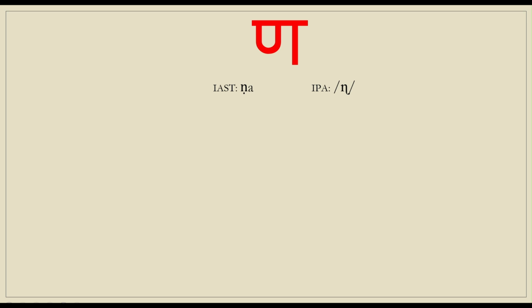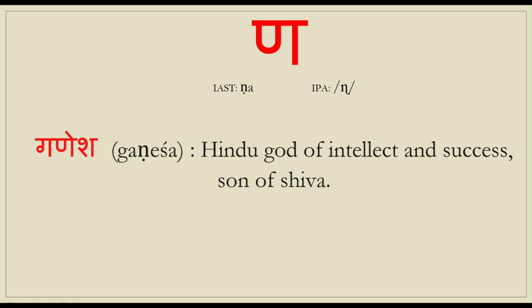There are a few words that we pronounce differently, but actually this sound is in those words. So, to give you an example, the word Gaṇeśa does not have that usual N in it. Indeed, it has this ṇ in the place of N. So, correctly, it is not Ganesha, but rather Gaṇeśa, which is the Hindu god of intellect and success, son of Shiva.